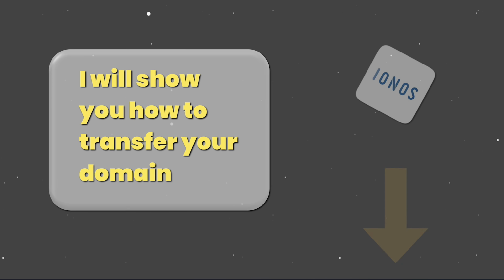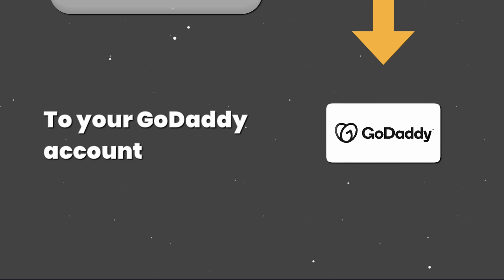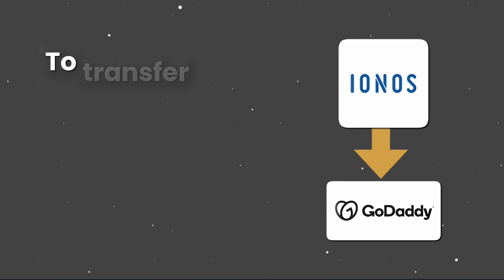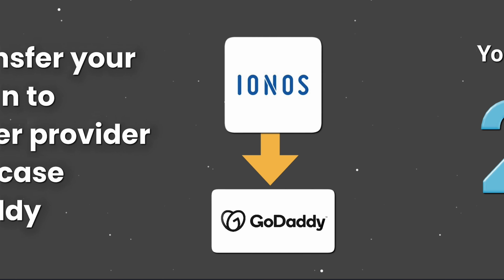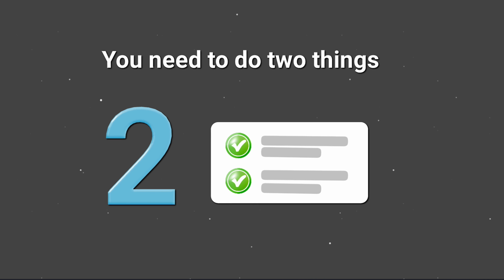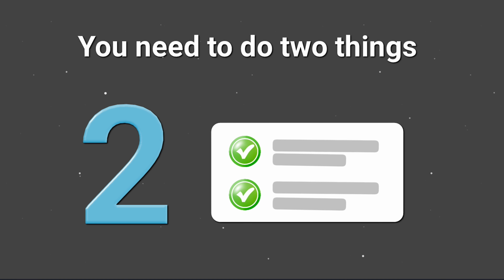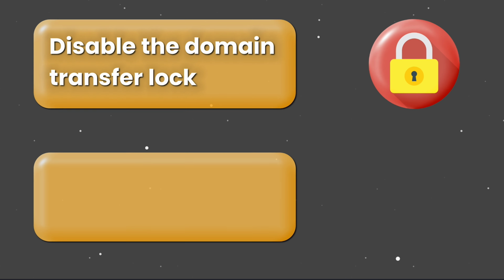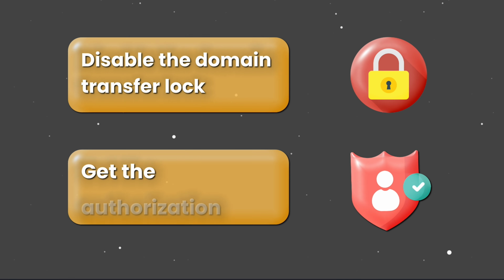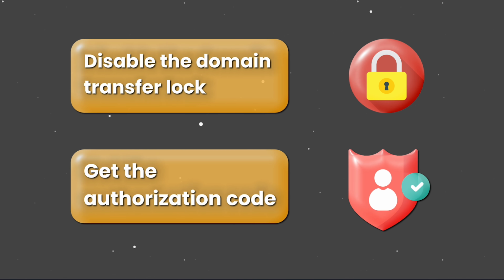In this video, I am going to show you how you can transfer your IONOS domain to your GoDaddy account. To transfer your domain to another provider, in our case it is GoDaddy, you have to do two things on your current provider. In our case it is IONOS. The first thing is you have to disable the domain transfer lock, and the other thing is you have to get the authorization code from your current provider. Okay, so let's get started.